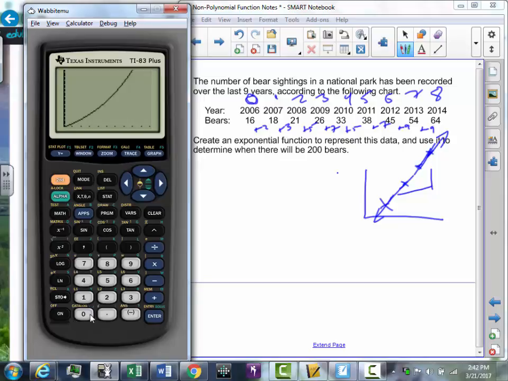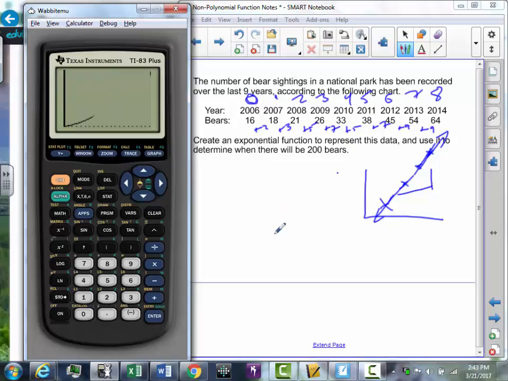Is 200 bears an input value or an output value? Is it x or y? It's y. So do you remember how to solve this? You'd go over here and throw on 200 as a new y value. Now, if I press graph, would I actually see another line on it? I have to change my window. It's probably not 10 years later that we get to 200 bears. So maybe I'll make it 20 years later, and I'll make y go up to 220.